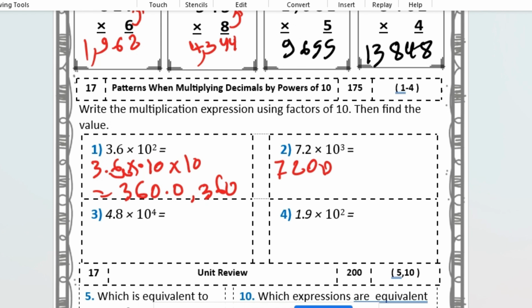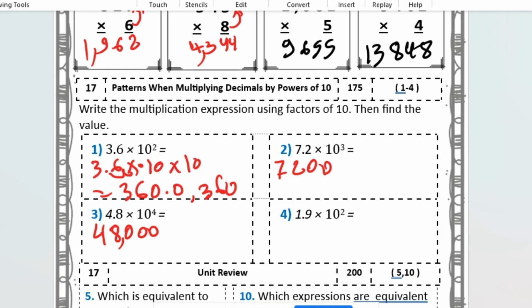Here we have one digit after the decimal point. Here we have the exponent is 4. 4 minus 1 is 3. So this is the number of zeros that we add. So the answer is 48,000.